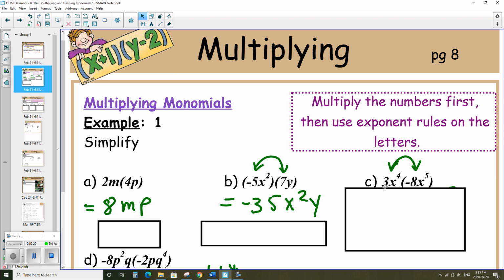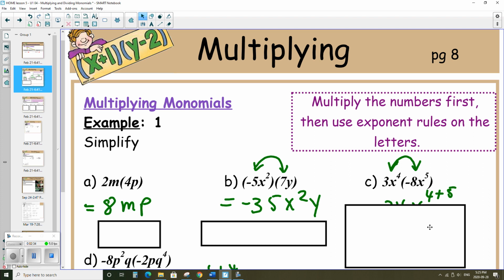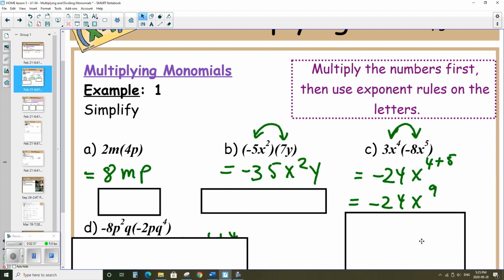And the third example, 3 times -8 is -24. And here we do have the same base, x and another x. We're going to use the product rule, which means you're going to add the exponents. So 4 plus 5 is 9. Okay, make sure that you are showing the step. When you're doing your homework, show what you're doing to the exponents.